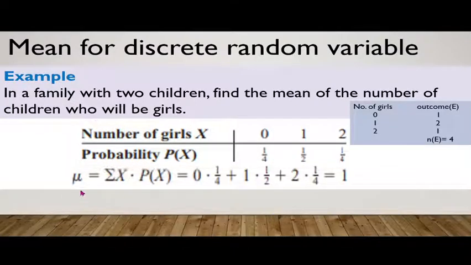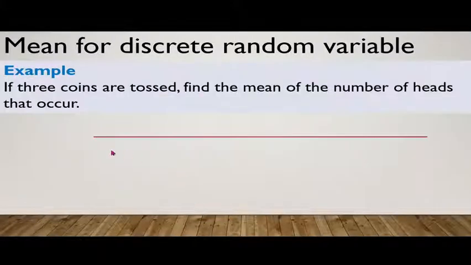And then using the formula to get the mean for a discrete random variable again, we have mu is equal to the summation of x times p of x. So again, it's basically getting the sum of the weighted mean of these probability distributions. So we have 0 times 1/4 plus 1 times 1/2 plus 2 times 1/4, which is equal to 1. All right, let's go to the next example, the third one.